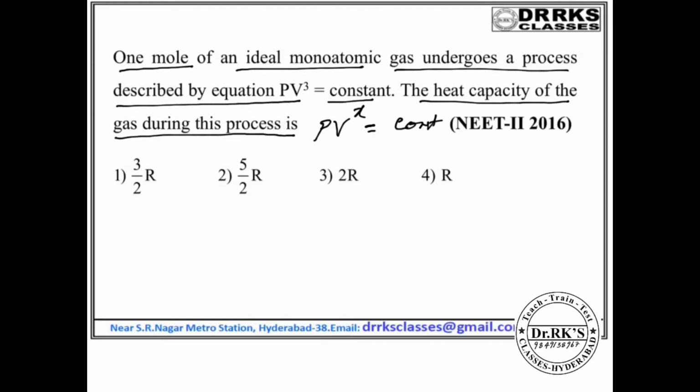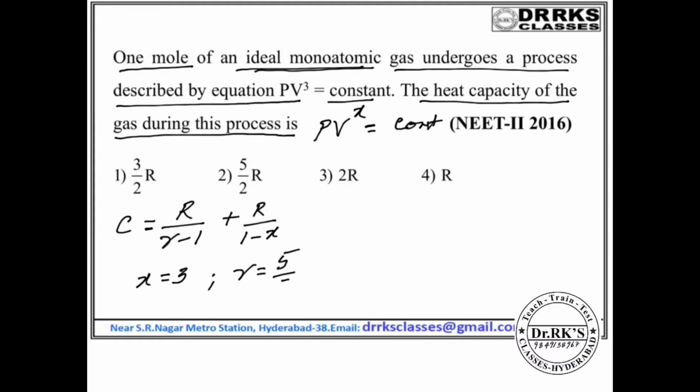And we know that the heat capacity in polytropic process is given by C is equal to R by (gamma minus 1) plus R by (1 minus x). So here, what is x? Here x is equal to 3. And what is gamma? Since it is a monatomic gas, gamma value is 5 by 3. Substituting gamma is 5 by 3, we will get C is equal to R.